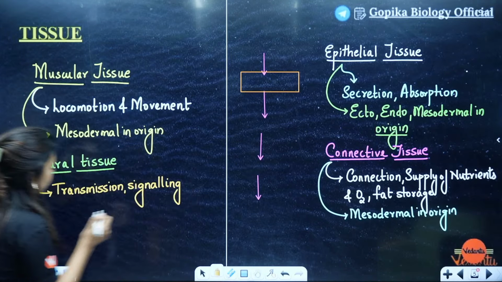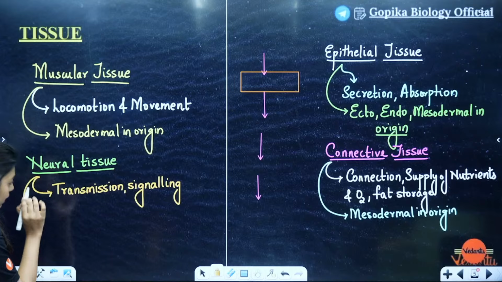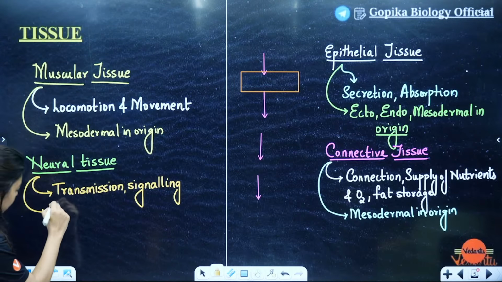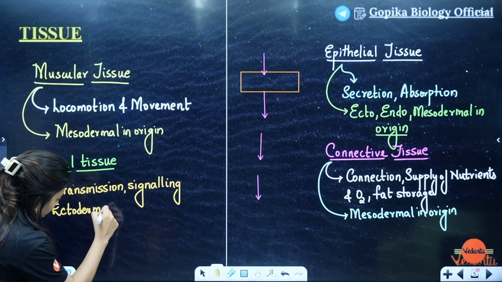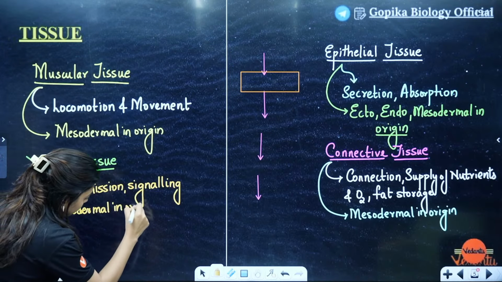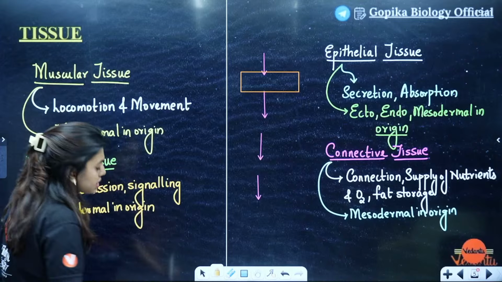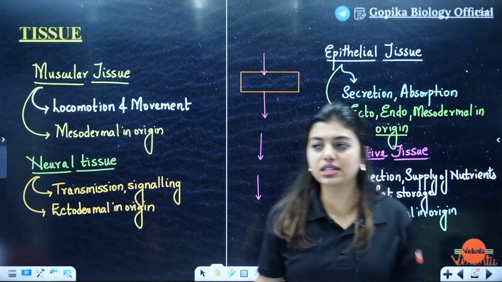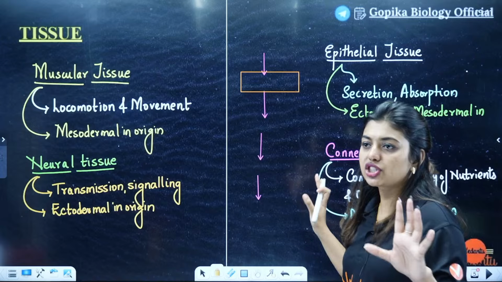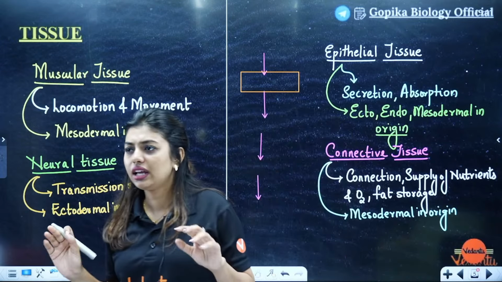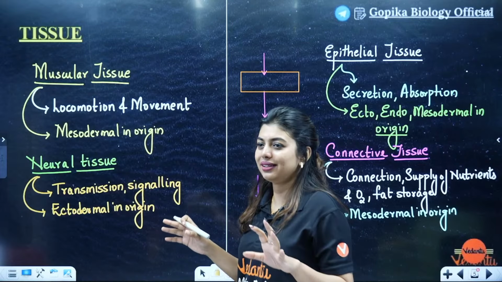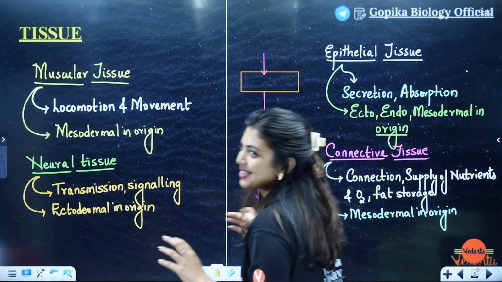Okay, done. Now can you tell about the origin? Here this is the only fellow who is a little different. Ectodermal in origin. Done, done and dusted. Origin is clear, function is clear, that's it. Transmission, conduction, okay, very nice.